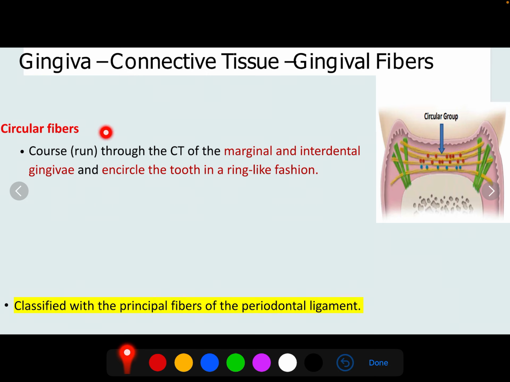The circular fibers are present in the marginal and interdental gingiva. They encircle the tooth in a ring-like fashion. In this cross section we can see them as these orange colored dots.